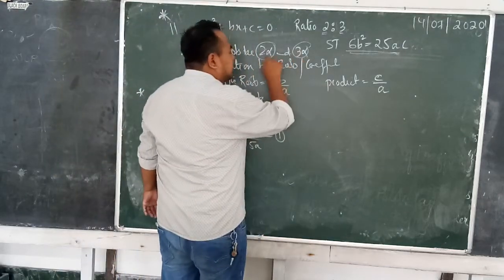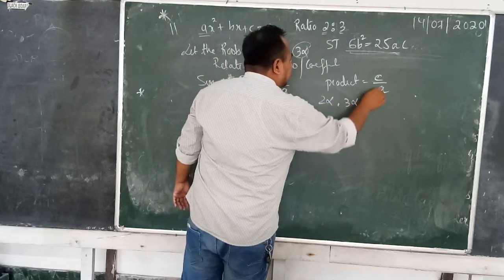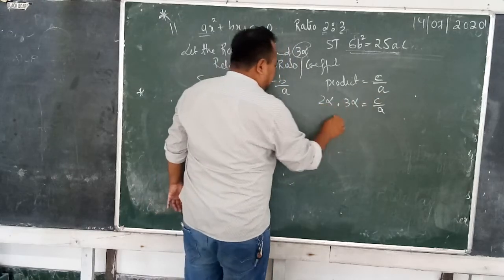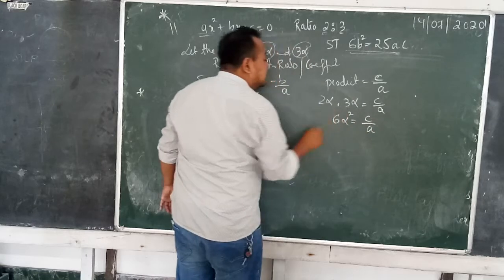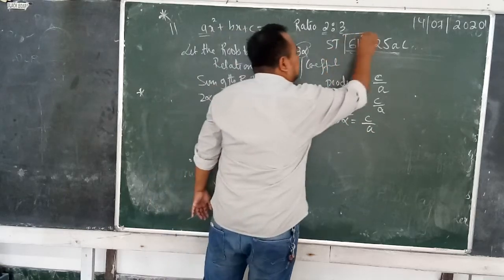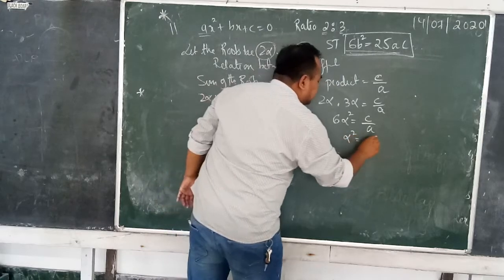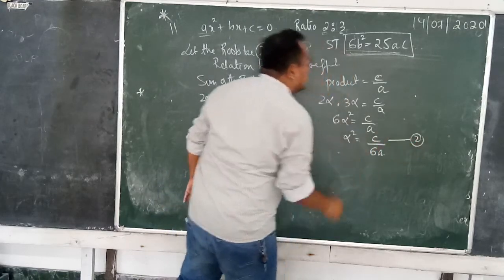Product means I need to multiply these two roots. So what do I get? 2 alpha into 3 alpha equal to c by a, because this is the standard equation. It does not change. 3 2s are 6 alpha square equal to c by a. Again write in terms of alpha, because in the proving part alpha is not there. So I need to eliminate alpha. So alpha square is going to be c divided by 6a. This is relation number 2.